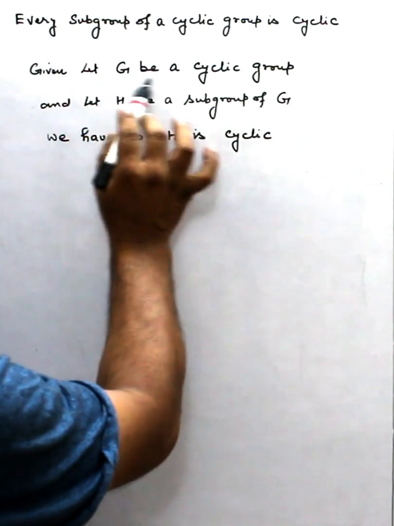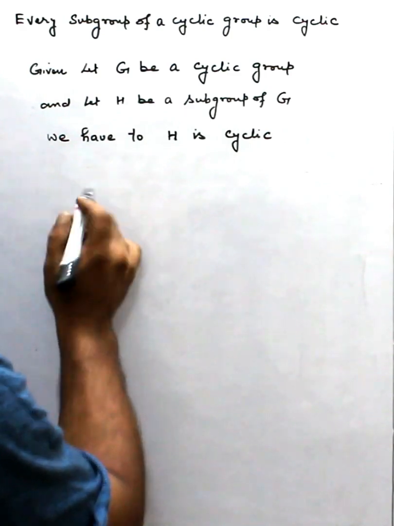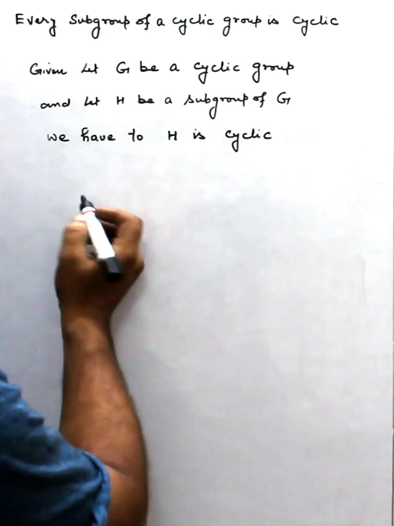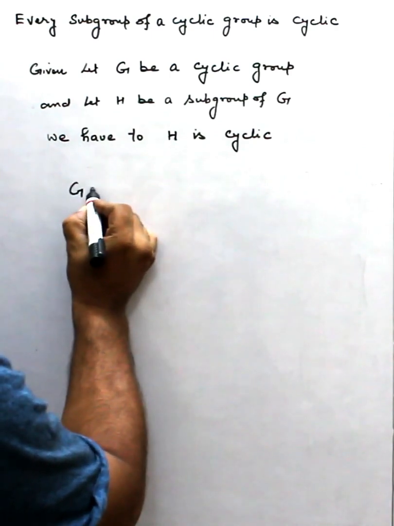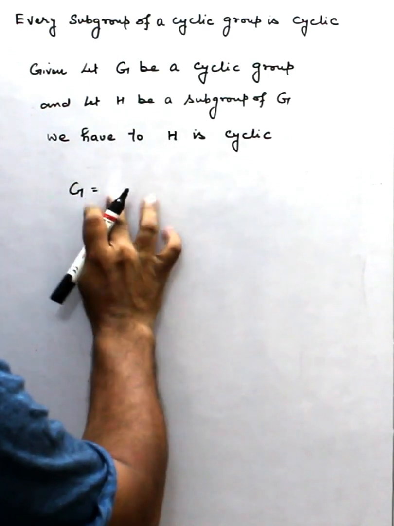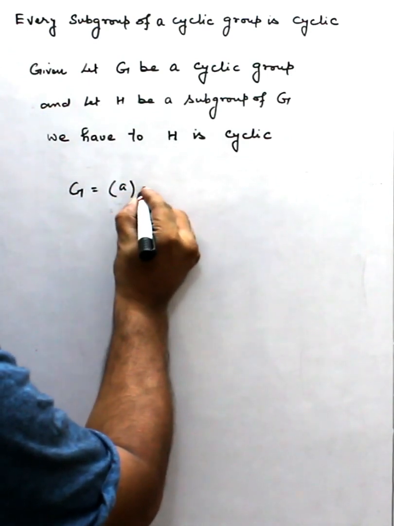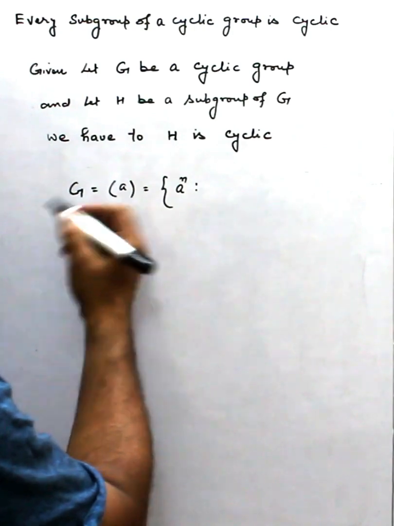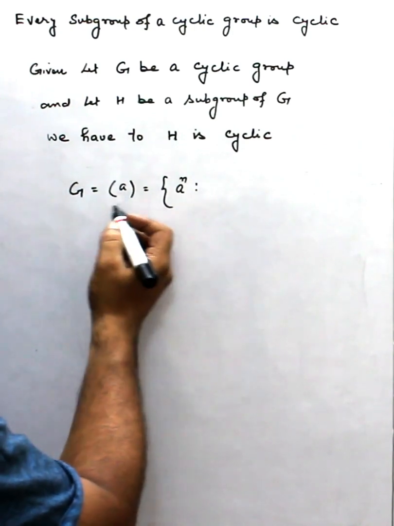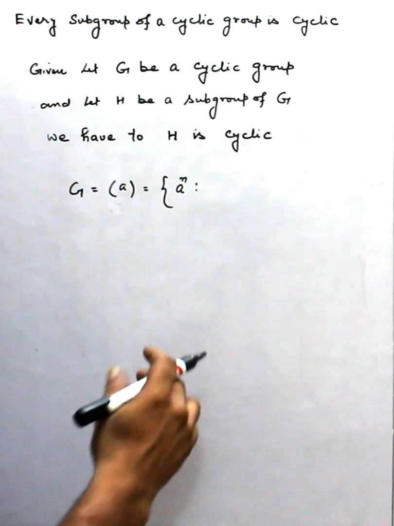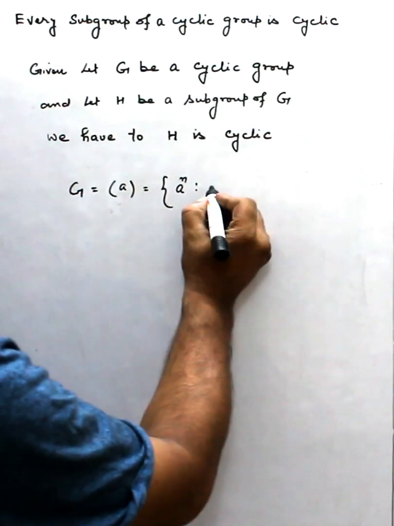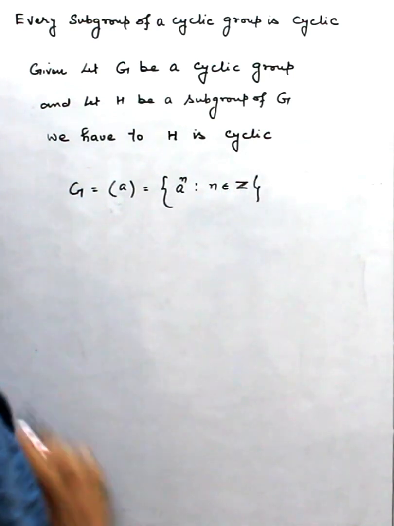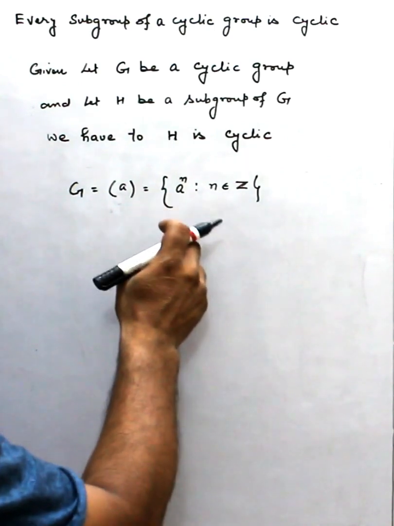Now what is the meaning of G being cyclic? G is cyclic means G has some generator, or by definition of cyclic, G is something like this: either we can say ⟨a⟩, or we can say a raised to power n. That means all elements are expressible in terms of some power of a, where a belongs to G and n belongs to Z. That means n is an integer.